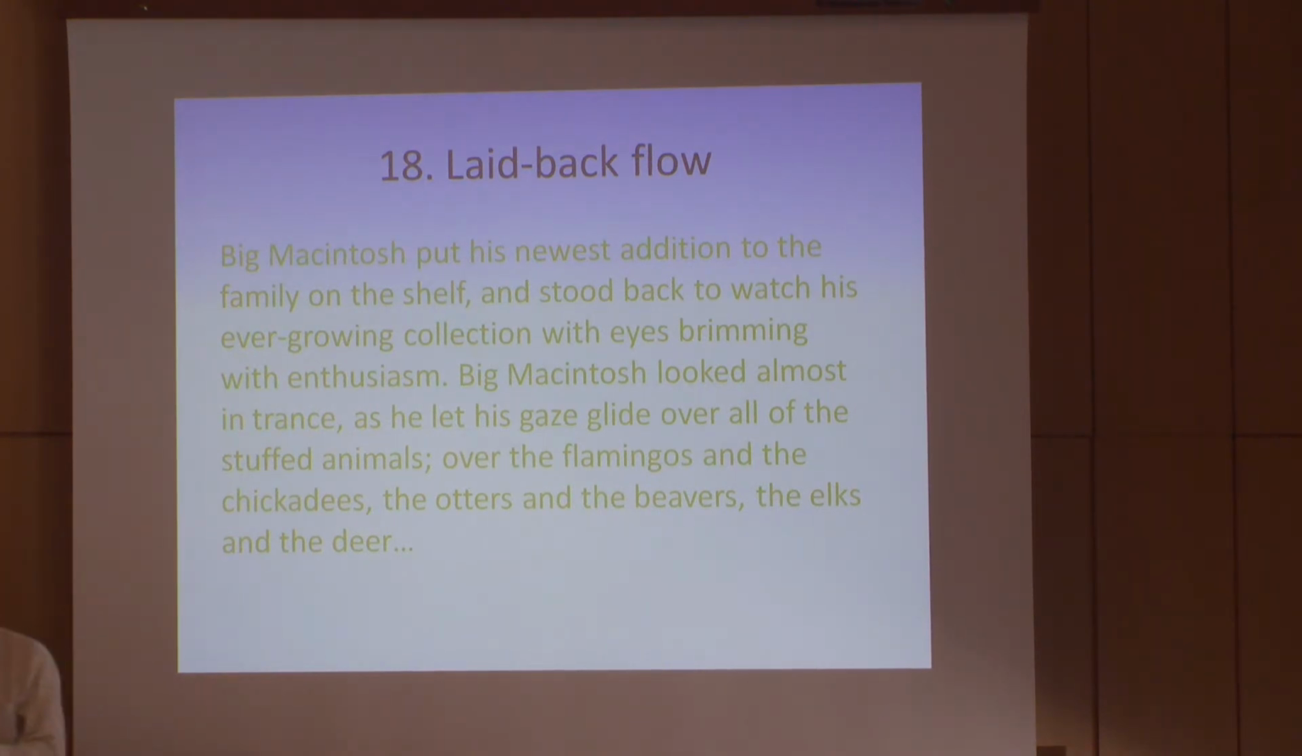Big Macintosh put his newest addition to the family on the shelf and stood back to watch his ever-growing collection with eyes brimming with enthusiasm. Big Macintosh looked almost in trance as he let his gaze glide over all of the stuffed animals, over the flamingos and the chickadees, the otters and the beavers, the elks and the deer. And yes, I had to add elks in there.